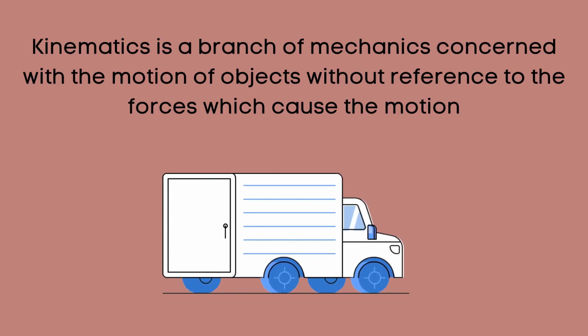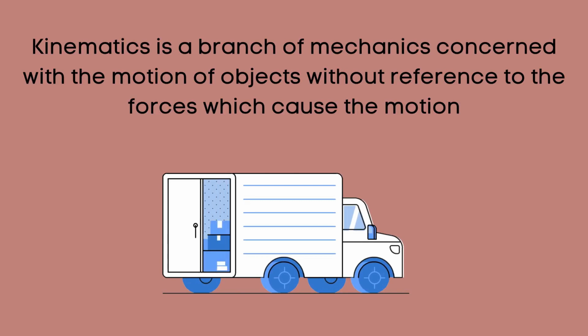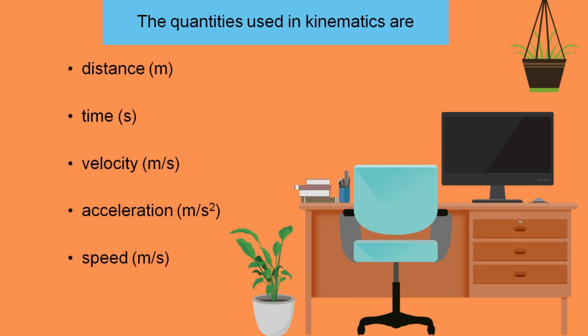Kinematics is a branch of mechanics concerned with the motion of objects without reference to the forces which cause the motion. The quantities used in kinematics are distance with SI units of meters, time with SI units of seconds, velocity with SI units of meters per second, acceleration with SI units of meters per second squared, and speed with SI units of meters per second.